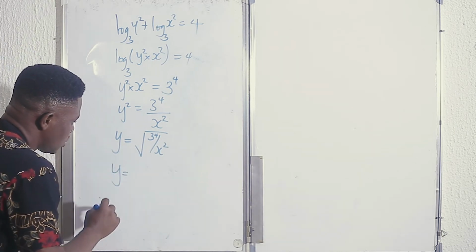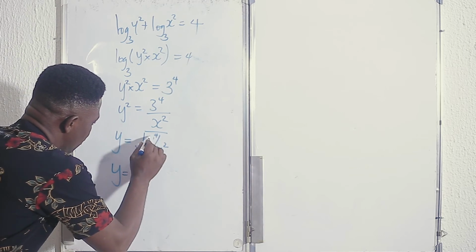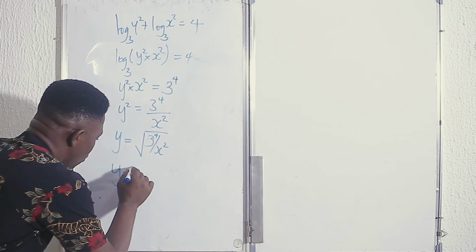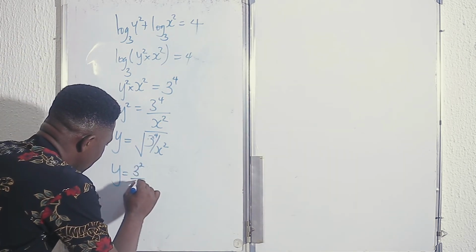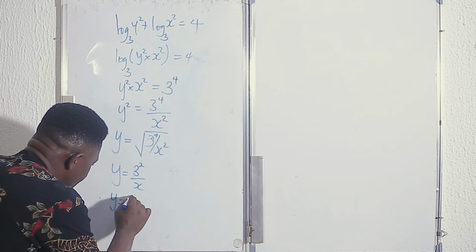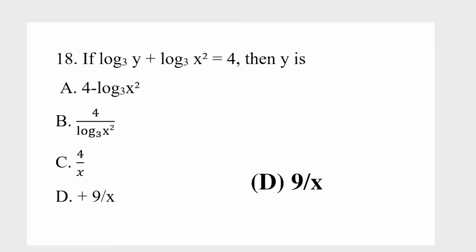y is equal to, remember this is 3 raised to the power 4, is equal to 3 squared all over x. y is therefore equal to 3 squared is 9, 9 all over x. So your correct answer is 9 all over x, which is D. The correct answer is 9 all over x, which is D.